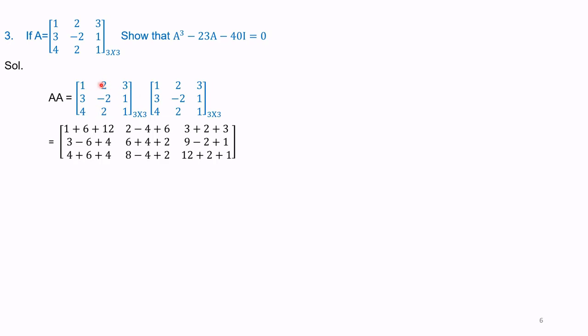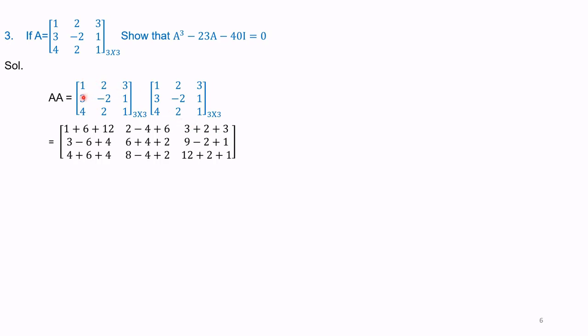1 into 1 is 1, 2 into 3 is 6, 3 into 4 is 12. We get the first element. Then first row, second column. 2 minus 2 into 2 is minus 4, 3 into 2 is 6. Then the third item is row 1, column 3: 3 plus 2 plus 3. This is given here. So the first row we have completed.